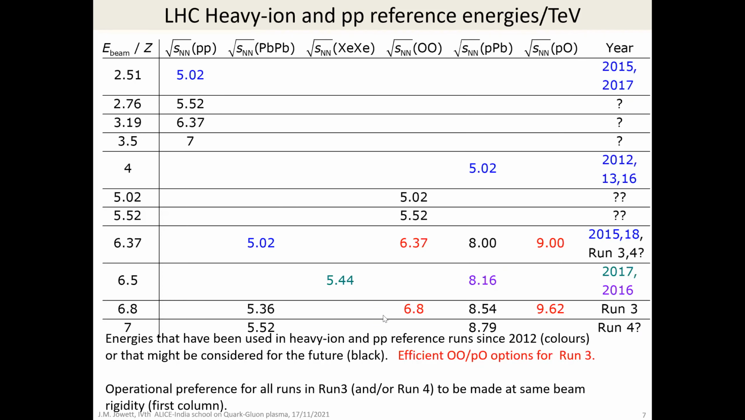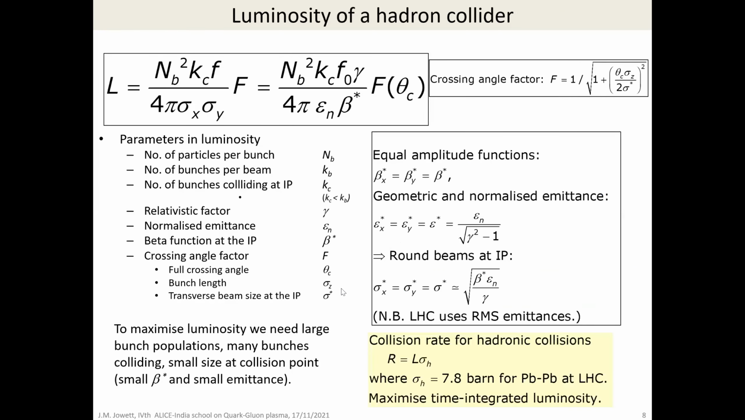And in future, there will also be oxygen-oxygen collisions in 2023 during Run 3, and that will produce these energies also for proton-oxygen collisions. So there are relations among all the runs. It's not just a matter of colliding at maximum energy.